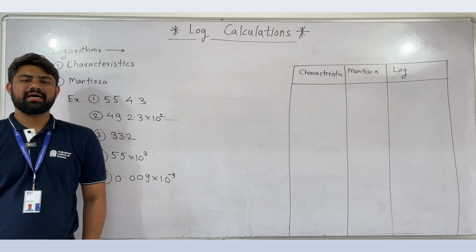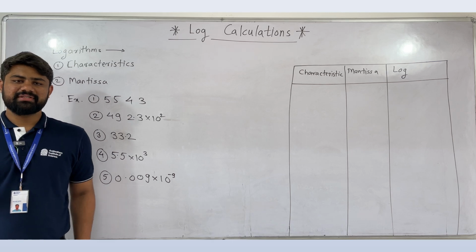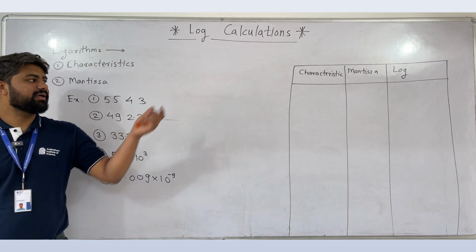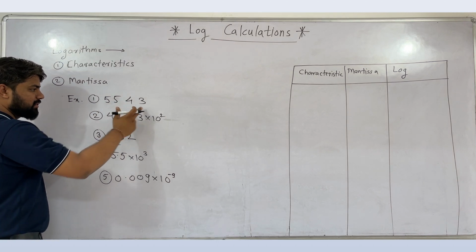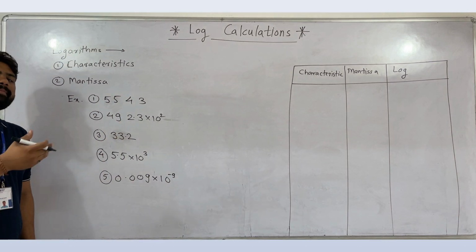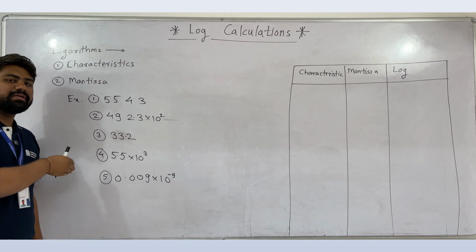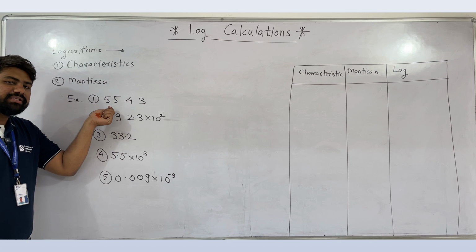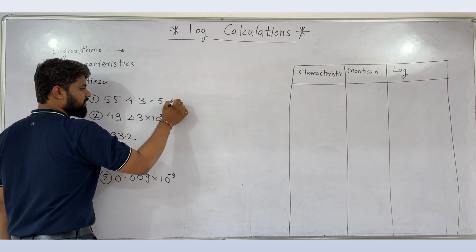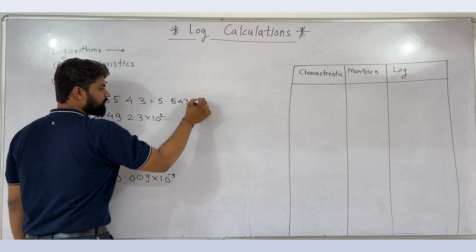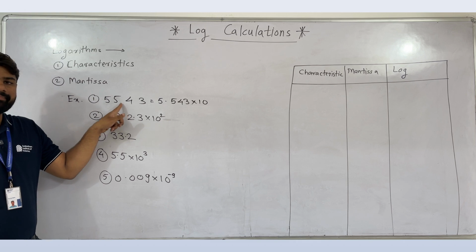Now, as we have studied how to find characteristic as well as mantissa, let's see a few examples which can give us the whole idea about finding the log. Now, see, the first example is 5543. First, to find characteristic and mantissa, let's shift the decimal point as we need it. We have to shift the decimal point such that we get one digit left of the decimal point. So we have to write this as 5.543 into 10 to the power. See, we have shifted the decimal point by 1, 2 and 3.